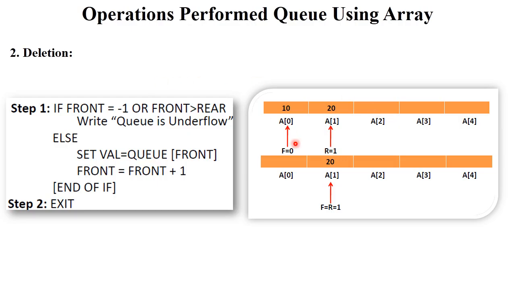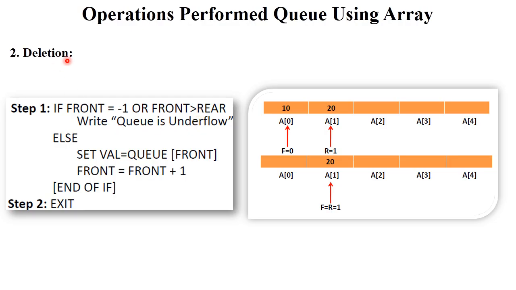Now we have to perform deletion operation. So first step is: if front equal to -1 or front is greater than or equal to rear. Now front equal to 0, front is not -1. This condition is false, right? Next condition is front greater than or equal to rear. Is 0 greater than or equal to 1? No. This condition is also false. It goes to the else part.